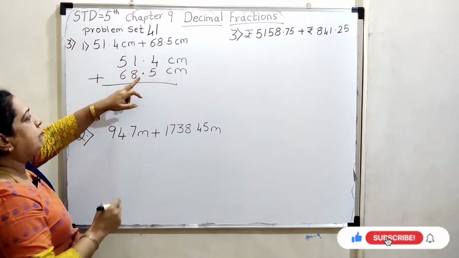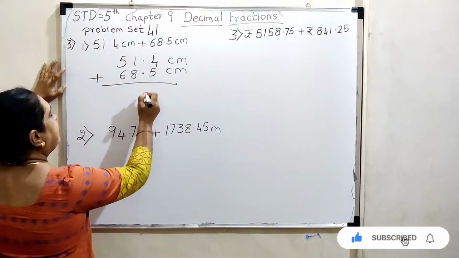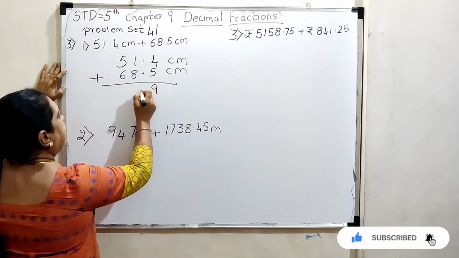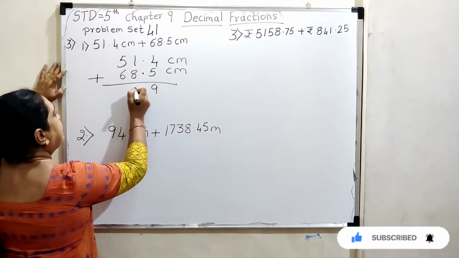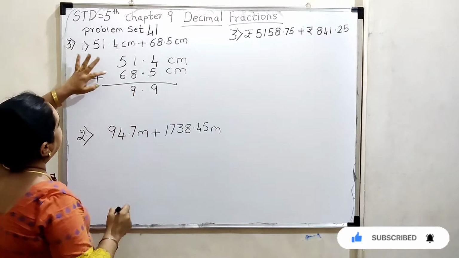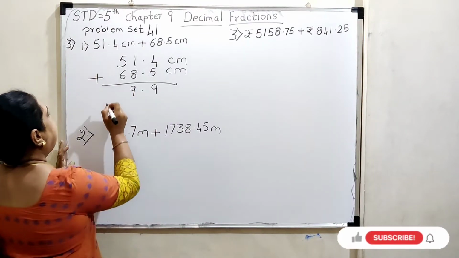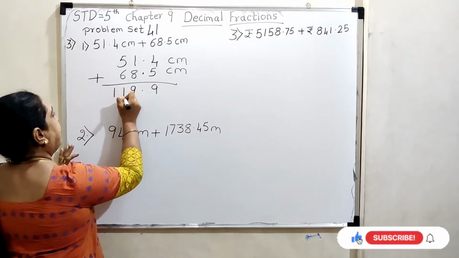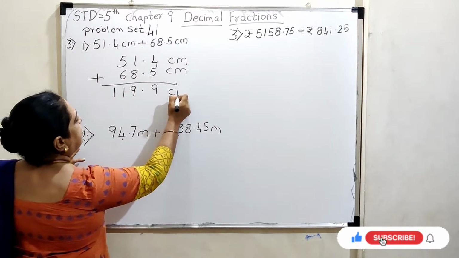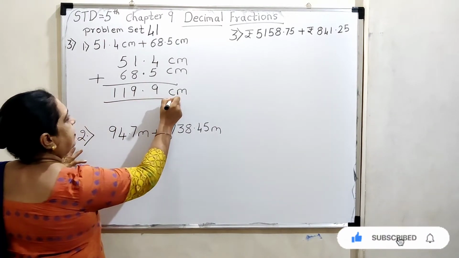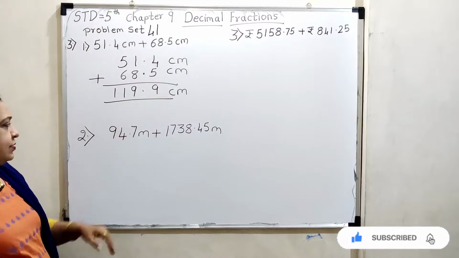5 plus 4 is how much? 9. Point. 8 plus 1 is how much? 9. 6 and 5 is how much? 11. Your answer will come in centimeter. Understood?